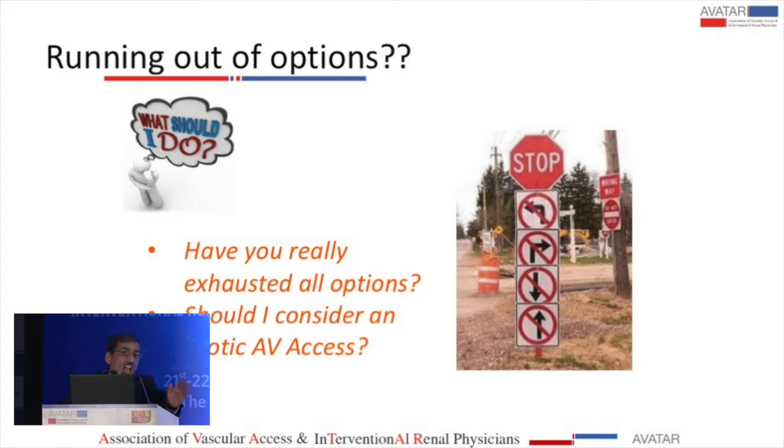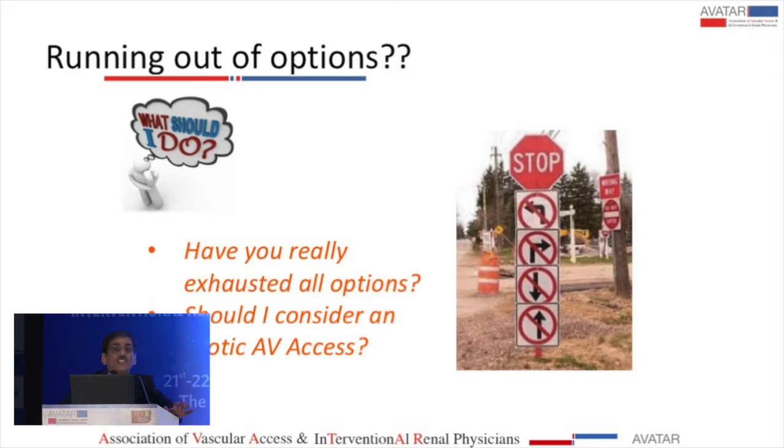But in the event, after you have evaluated, after you have done all the necessary tests, which I would suggest getting done at least a CT venography and looking at all the arterial segments to see if there are any potential sites that can be used to create a permanent AV access.